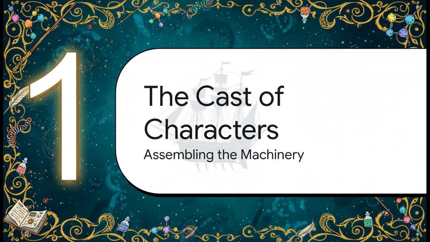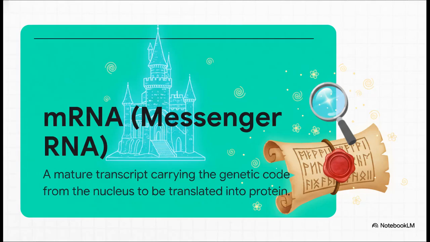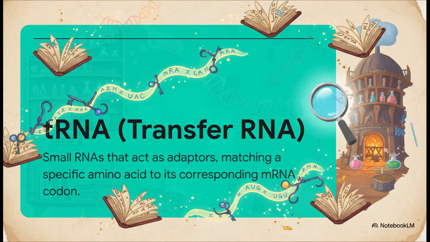Before our star player, the mRNA, can be translated, it's got to assemble its crew. So let's meet these key players. It all starts with the mature messenger RNA. You really want to think of this as the master blueprint. It's fresh out of the nucleus, all processed and ready to go, and it contains the precise instructions for building one specific protein.